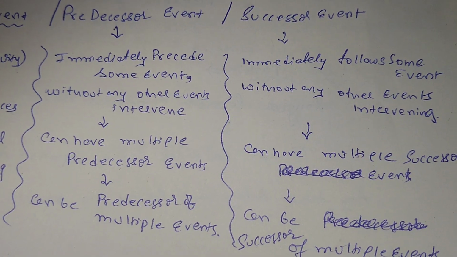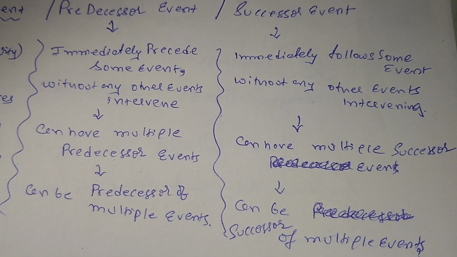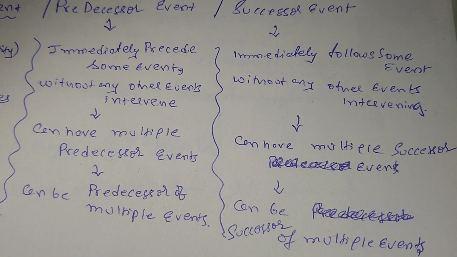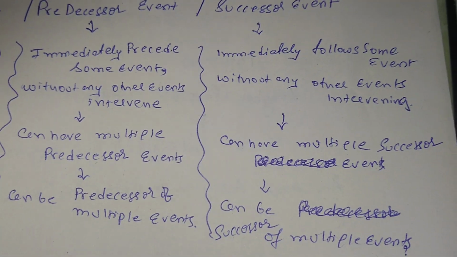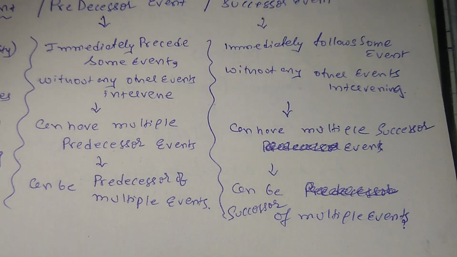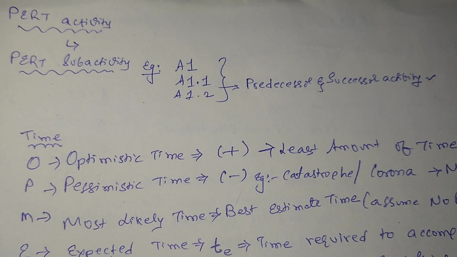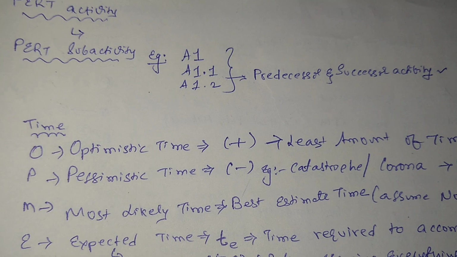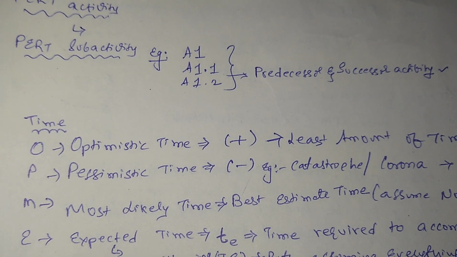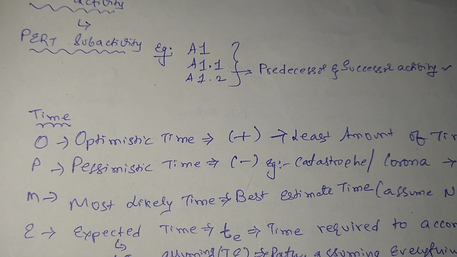And the next thing is successor event. This immediately follows some event without any other events intervening, can have multiple successors and can be successor of multiple events. Again, a PERT activity can be divided into sub-activities, and again sub-activities can be divided into sub-activities like A1, A1.1, A1.2, etc.